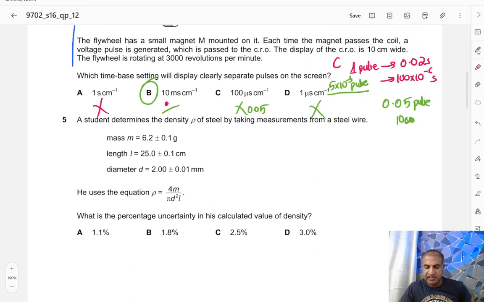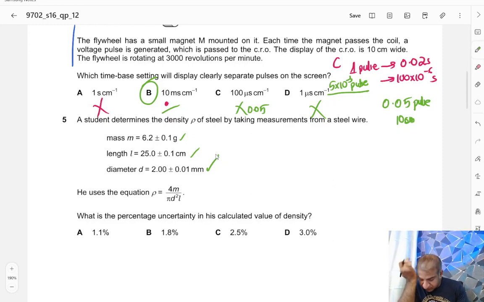A student determines the density rho of steel by taking measurements from a steel wire. We are supposed to find the density of steel by taking measurements from a steel wire. The mass is given to us in grams, and the length is given with the absolute uncertainty. All these are absolute uncertainties because these are not percentages. He uses whatever equation that we have. We are supposed to find the percentage uncertainty in his calculated value of density.